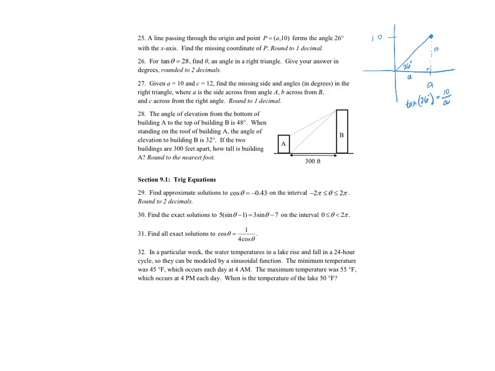And so if I multiply by A on both sides, I'll get A tangent of 26 degrees is equal to 10. And then I can divide that over. I get A is equal to 10 over tangent of 26 degrees. And if I plug that into my calculator, make sure I'm in degree mode when I do that, I get 20.50.